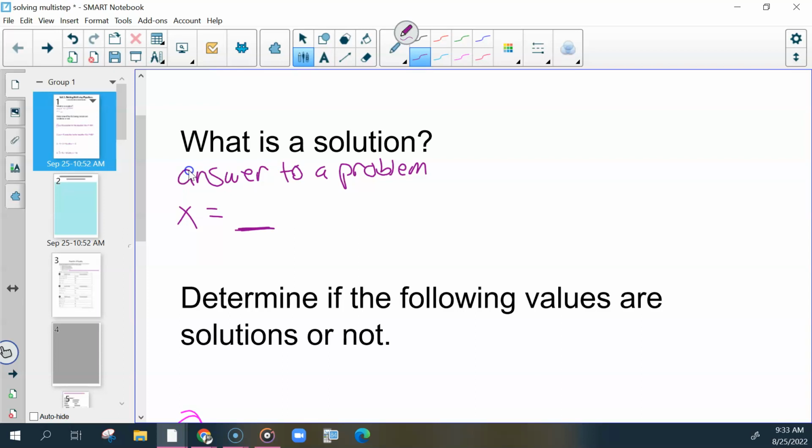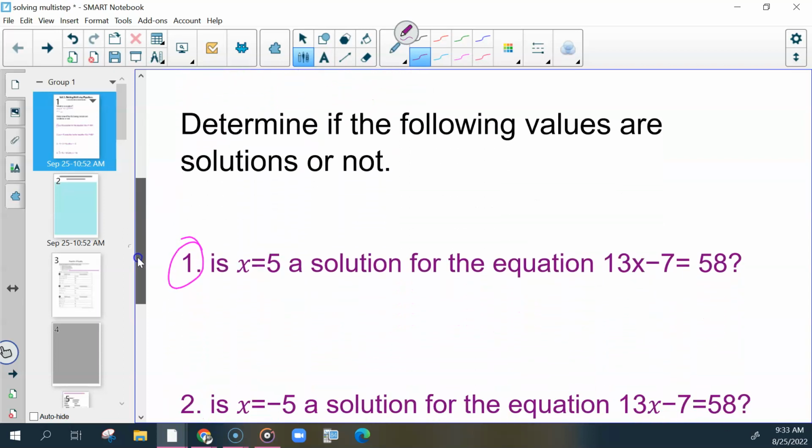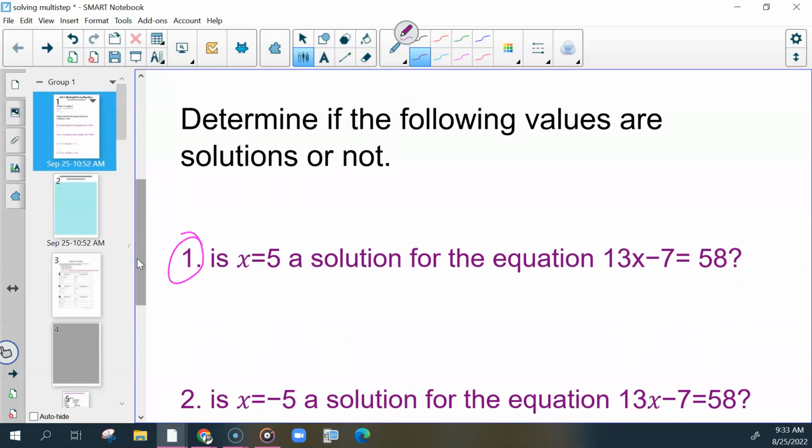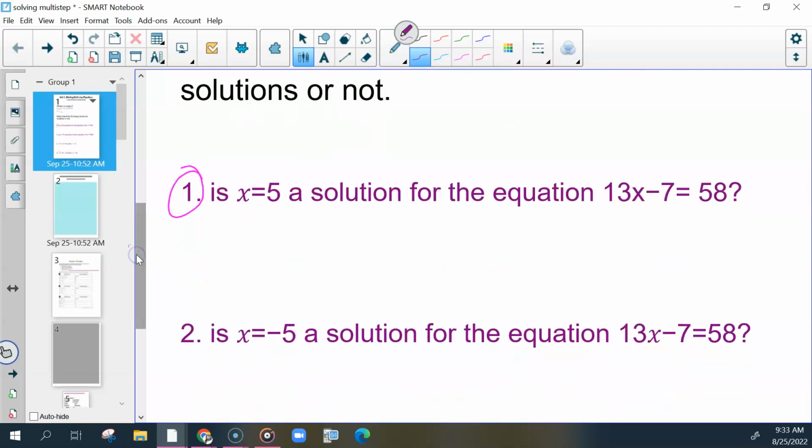We can say this. Solution is usually an answer to a problem. It's also what makes the equation true. So keep that in mind because we'll come back to that. There are ways to determine if values are solutions or not. And again, a lot of this will look familiar or feel familiar, and that's great. If not, that's okay. Also, we're going to go through it so that you review everything.